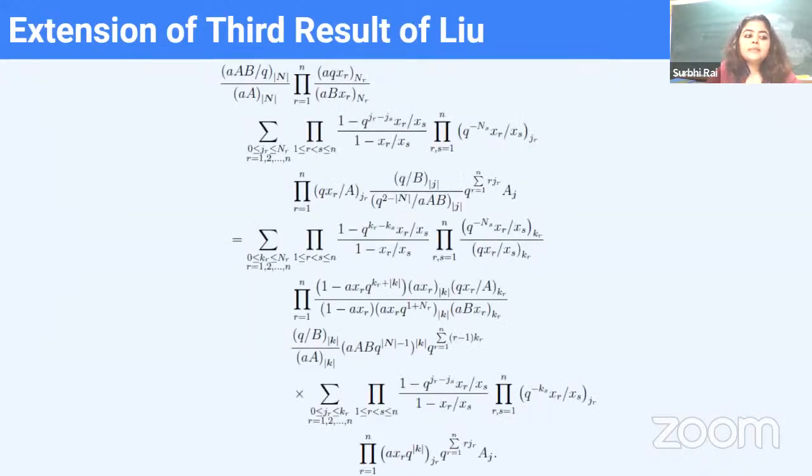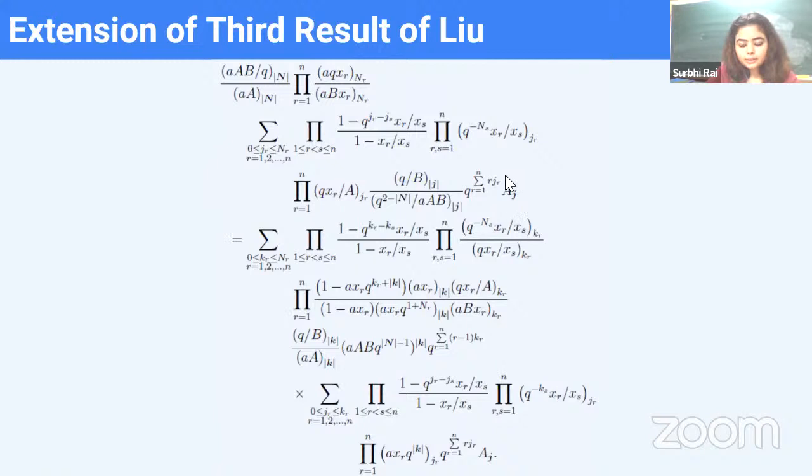Okay. Next, we look at an AN extension of the third result of Liu. This computation is a mild variation of the previous proofs. Here we have obtained a terminating series. In certain situations, we can replace q raised to nr, which is here, by yr to obtain a non-terminating result. So this is one version of the extensions of the third result of Liu.